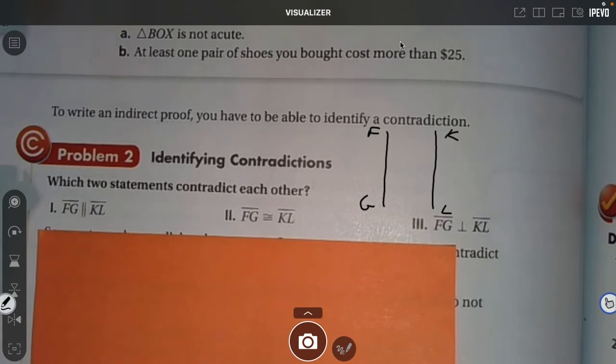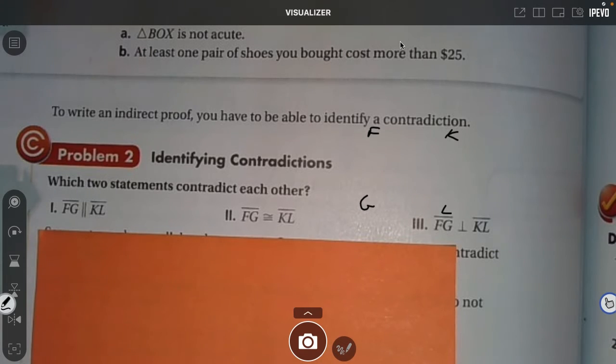Now, can FG be congruent to KL? Could they be the same length? Yeah, that could happen at the same time. Okay, so those 2 things can happen at the same time. Those are good. Can FG, let me start over and pick 2 more. All right, I'm trying to pick which 2 things can't happen at the same time.